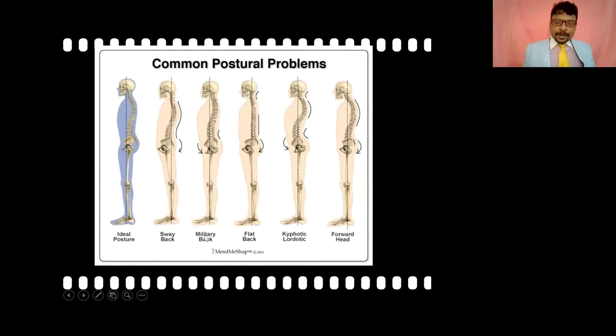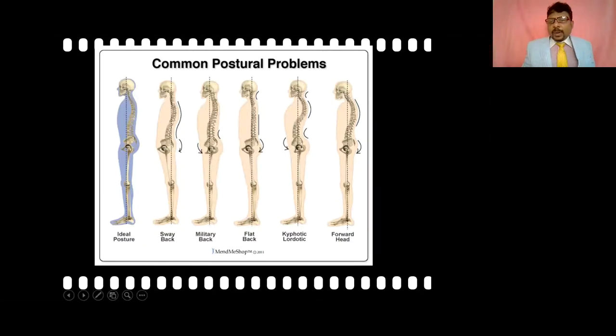And also military neck back. Here the neck is supposed to have an angle, that is the lordotic curve, but it has moved forward, so the line is straight. In flat back also, there is no lordosis, the back becomes straight. And also kyphotic posture, which means the thoracic region gets the gibbous formation. And also forward head posture, where the shoulder is rounded forward and the head is also forward.